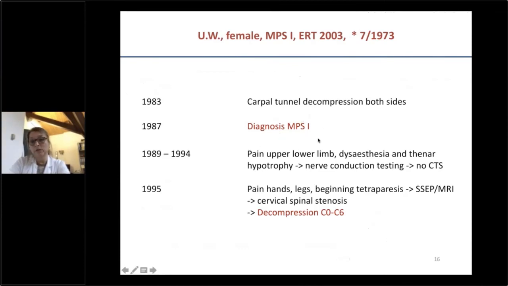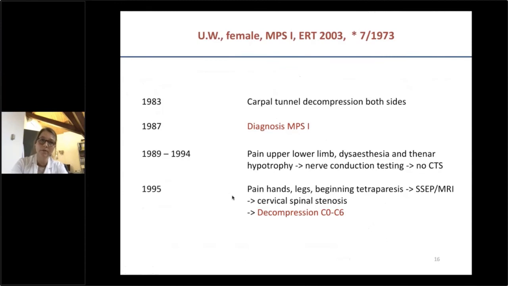This is a bit dangerous, because if you don't have the diagnosis, you are not aware of the higher anesthetic risk in this patient. After 4 years, due to the ophthalmological features and the carpal tunnel syndrome, the suspicion of MPS 1 was made and confirmed. But what I want to show you is the problem of differentiating between the features of carpal tunnel syndrome and spinal stenosis.